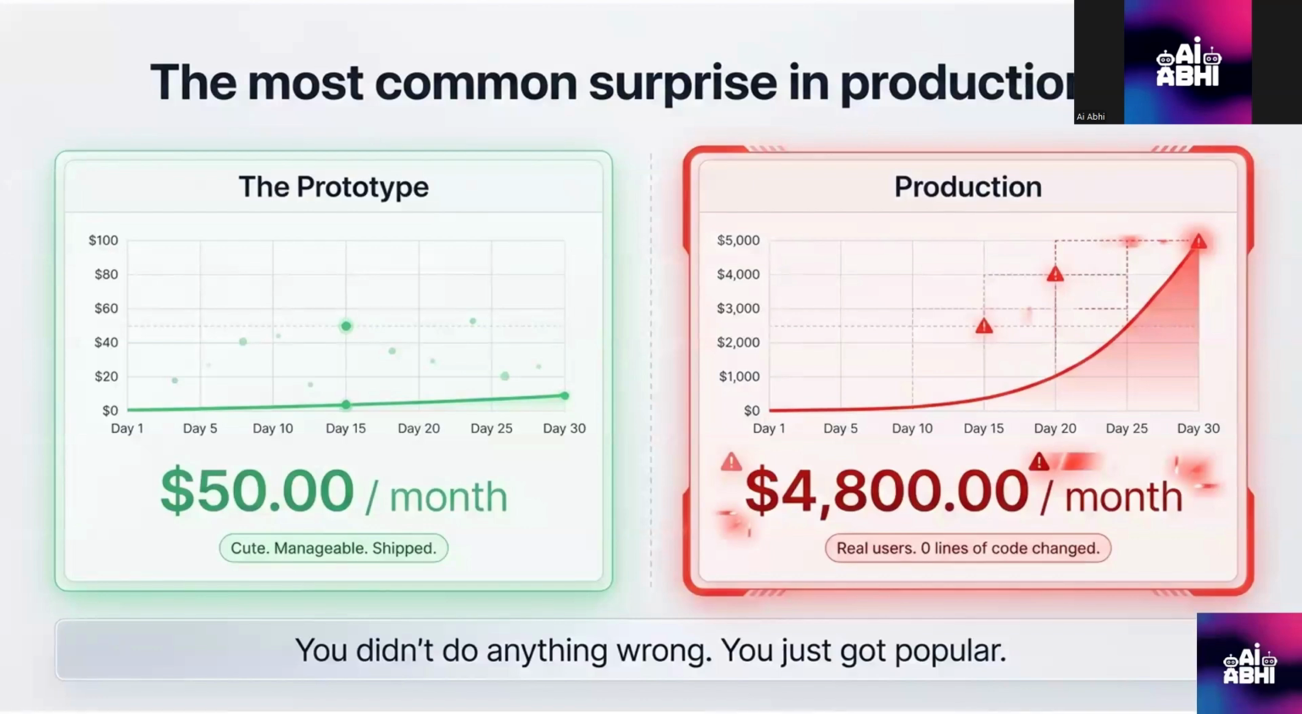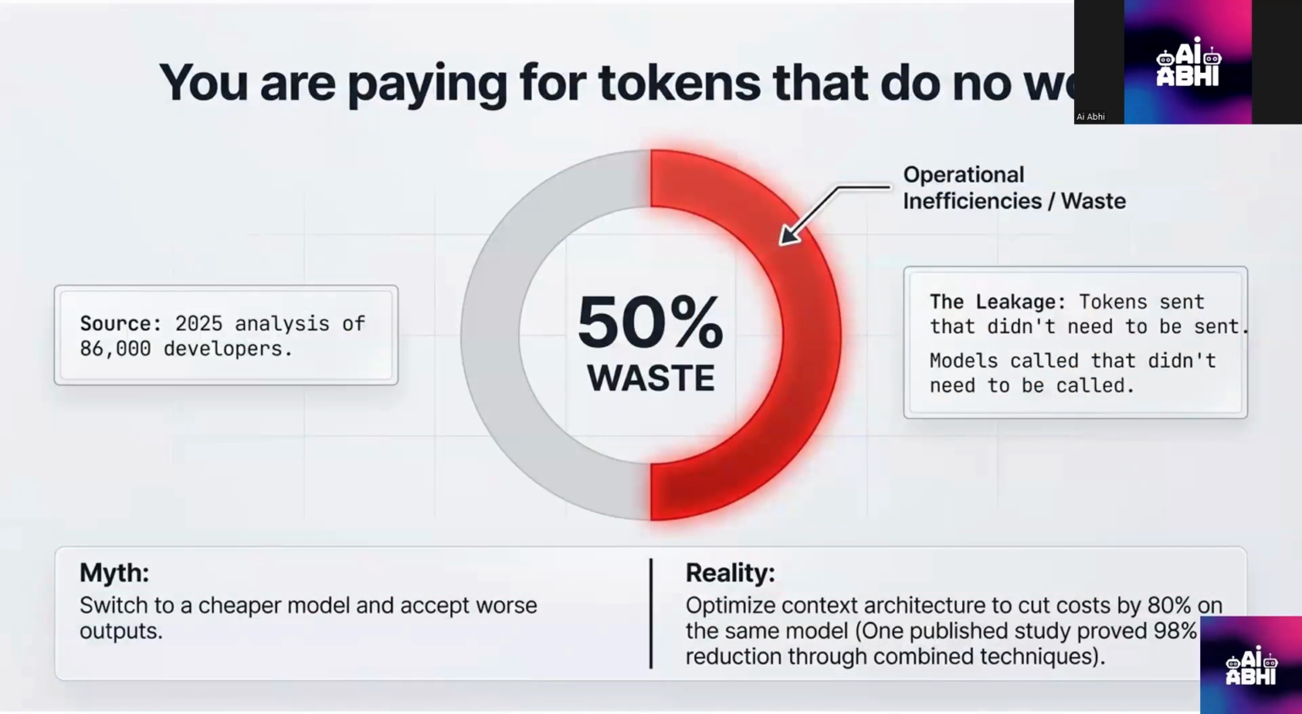A 2025 analysis of 86,000 developers found that 40 to 60% of LLM budgets go to operational inefficiencies, not the actual value generation. Tokens being sent that didn't need to be sent, models being called that didn't need to be called, context being stuffed that wasn't helping the answer. The fix is not switching to a cheaper model and accepting worse outputs.